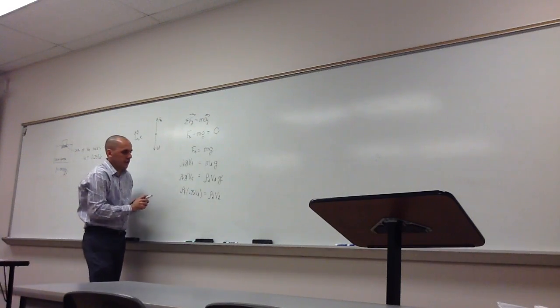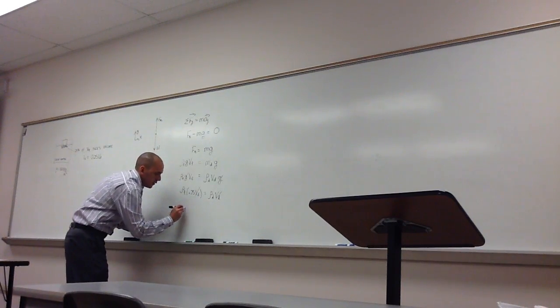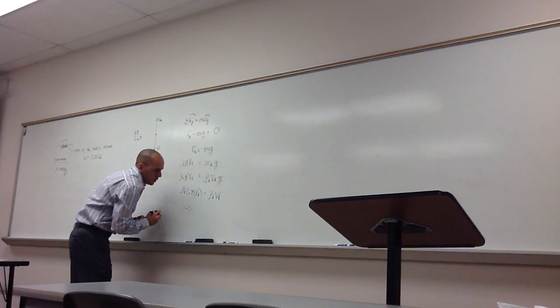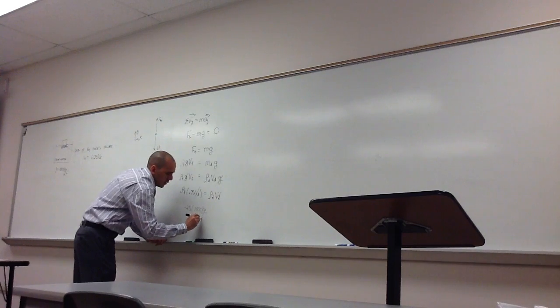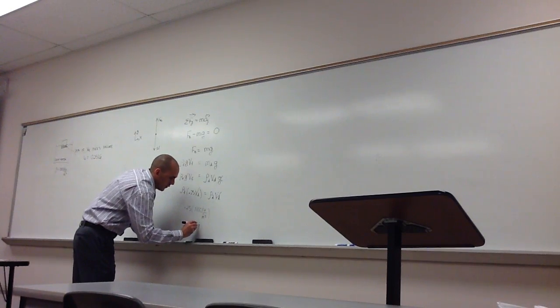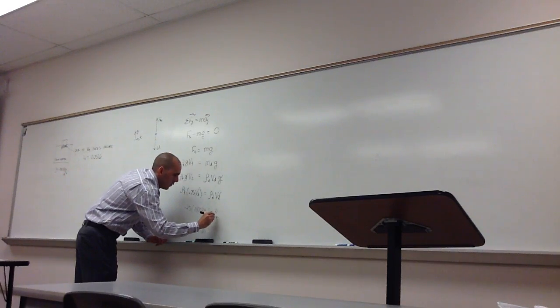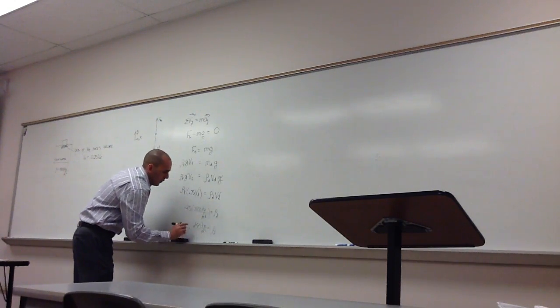We can solve this now for the density of the duck. Just divide out the V's. This is 25% of the density of the fluid. So 25% of 1,000 is 250 here, kilograms per cubic meter for the density of the duck.